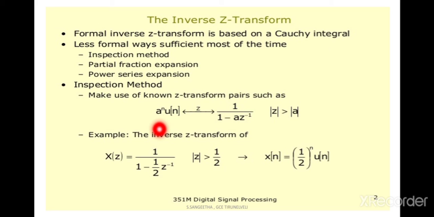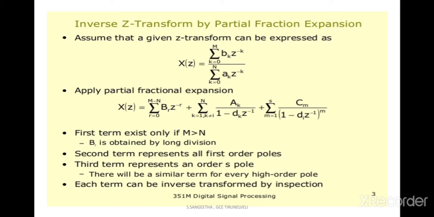Here is an example for the inverse z transform of X of z is equal to 1 by 1 minus 1 by 2 z to the power minus 1, with mod z greater than 1 by 2. The value of a will be 1 by 2, that is x of n is equal to 1 by 2 the whole power n u of n.